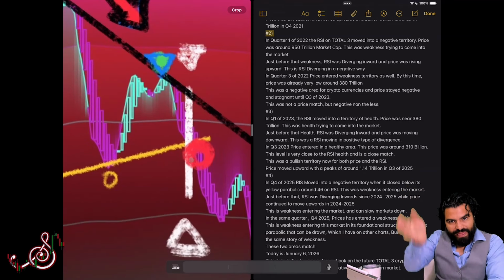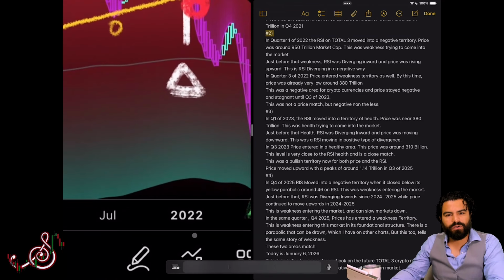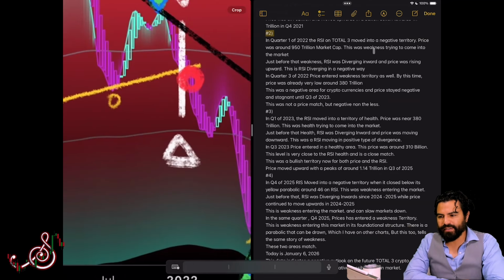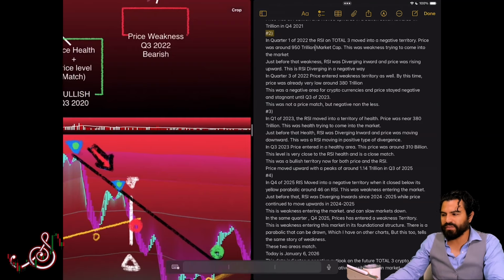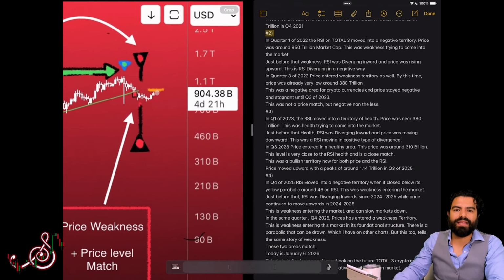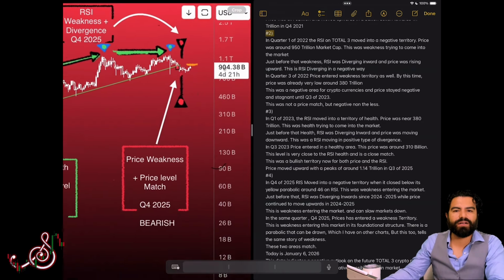So approximately at this time, you guys still with me? At that time, in Q1 of 2022, that's when RSI moves into negative territory. This price was around 950 trillion market cap. So that was about where it happened, and price was about that market cap, 950, somewhere around there, okay.